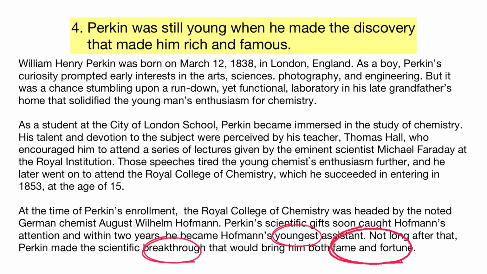Then they talk about how he made a discovery, and the text talks about how he made the scientific breakthrough, and a scientific breakthrough means a major discovery. Rich and famous, we have synonyms for both the words. Fortune for rich and fame for famous. So yes, step 1, we have found the location, and step 2, we have been able to verify the information by reading both the question and the text. So the text proves that Perkin was still young when he made the discovery that made him rich and famous. Hence, our answer is true.